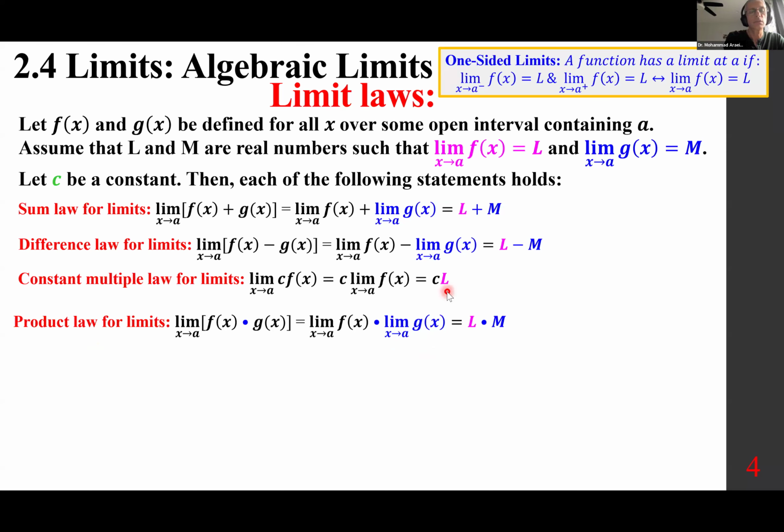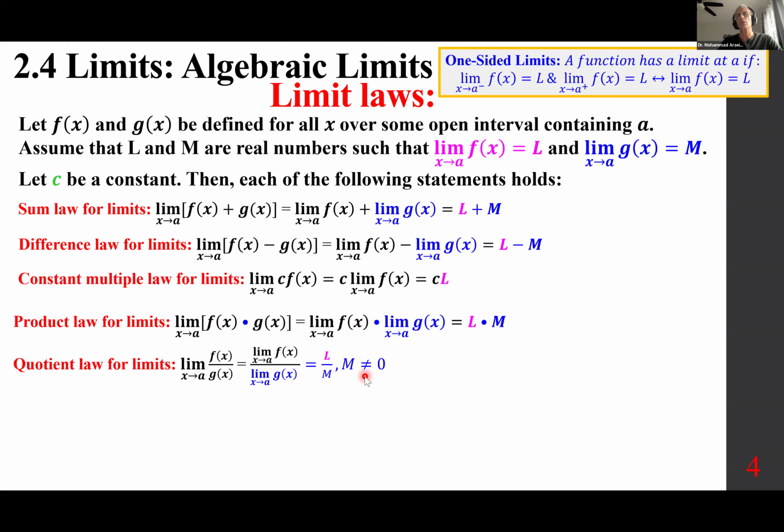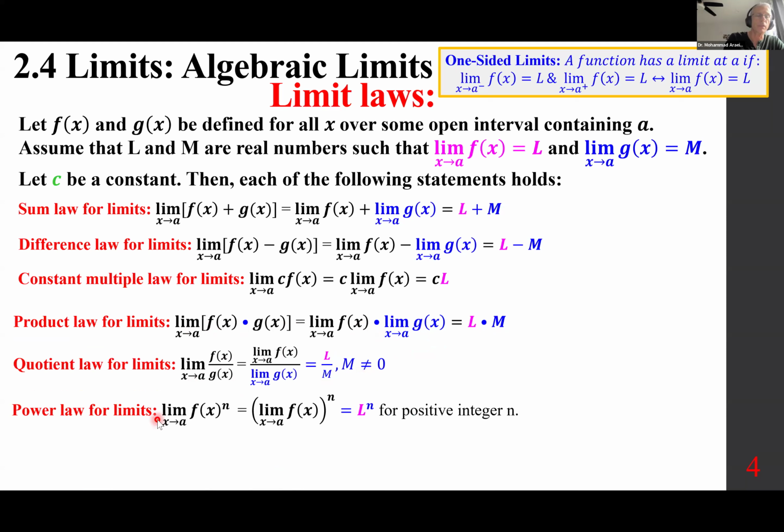The product law. The limit of a product is the product of the limits, and it's L times M. Quotient law. The limit of a quotient is the quotient of the limits, L over M. Needless to say, as always, the denominator can't be zero. The power rule says the power law of limit. The limit of f of x to the power of n as x approaches a is equal to the limit of f of x as x approaches a to the power of n, or L to the power of n, for positive integer n.